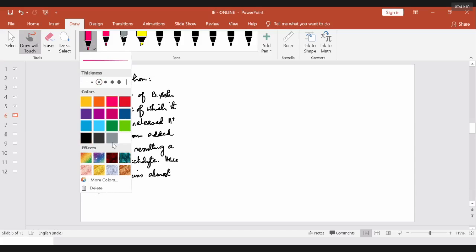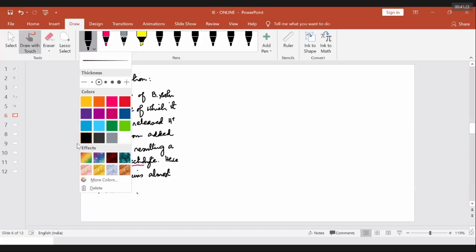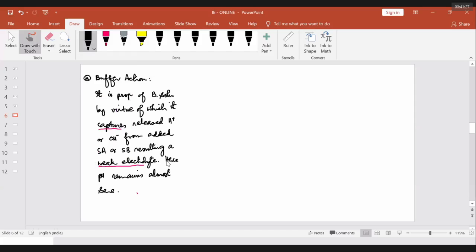Here, remember two properties. Number one, what is that? Capture. Number two, resulting in a weak electrolyte. These are the properties which we call buffer action. Because of this behavior, because of this approach, remember that a buffer will maintain its pH constant.